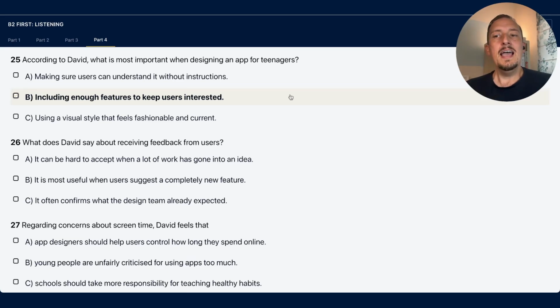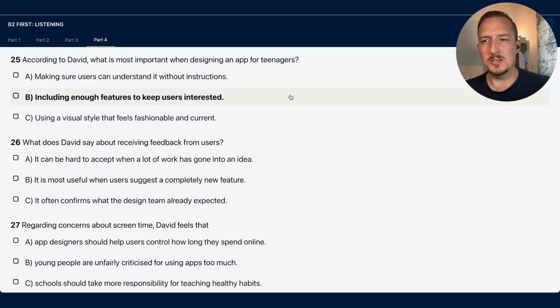It's about giving them a wide range. He doesn't say a wide range of features, but I think it says a wide range of things to do so that they don't get bored and go somewhere else. So the correct answer is B, including enough features to keep users interested.